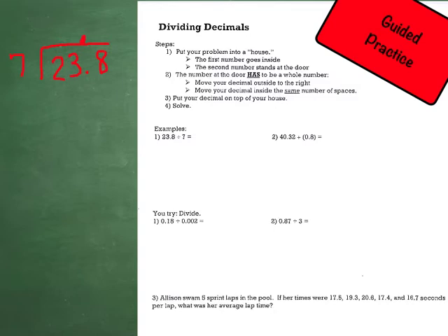Okay, now let's divide. 7 goes into 23 3 times. We multiply. 3 times 7 is 21. We subtract, which is 2. And now we bring down the 8. 7 goes into 28 4 times. 4 times 7 is 28. So our answer is 0. So now the quotient, 23.8 divided by 7 equals 3.4.